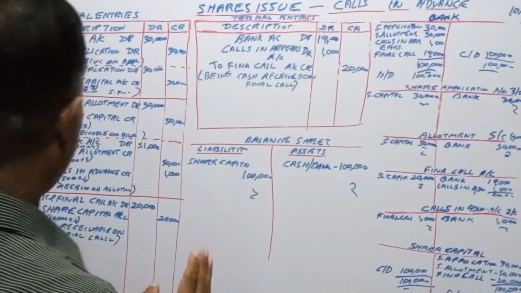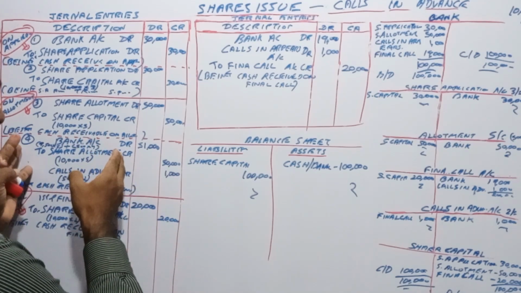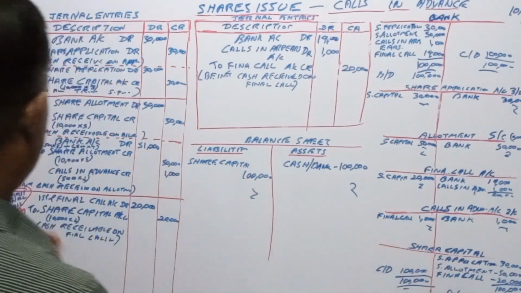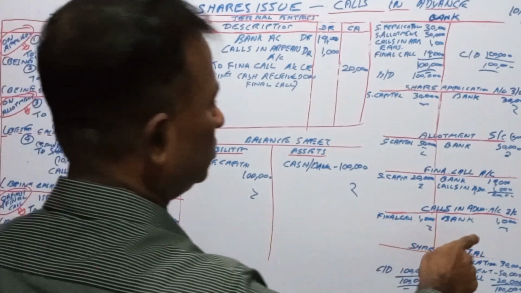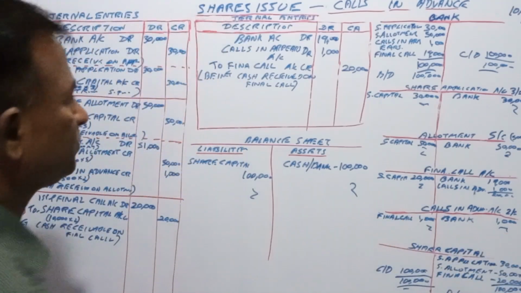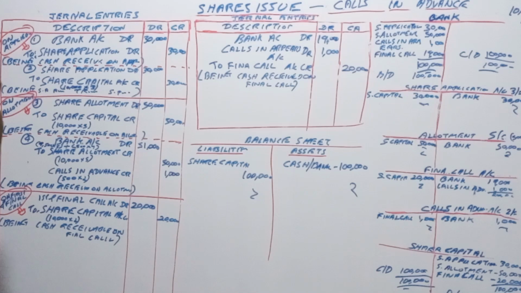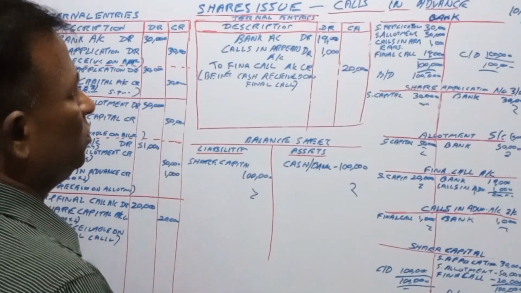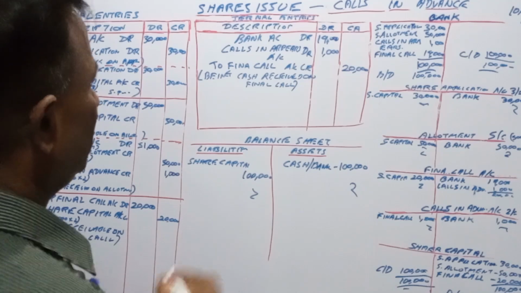Now you have to remove the calls in advance. So to the share capital account, you have to transfer 5 into 10,000, right? Share capital has gone. Then the remaining portion is calls in advance. 1,000 has to be posted to the calls in advance account, right? That is credited. When you are receiving the final call in the bank account, you will receive only 19,000 because, you know why? 9,500, sorry.